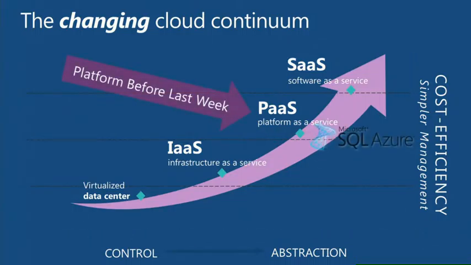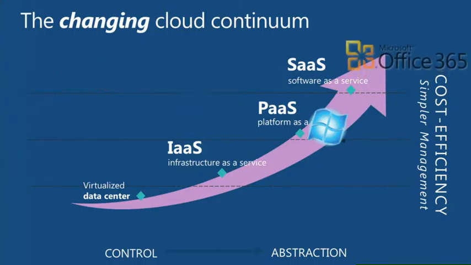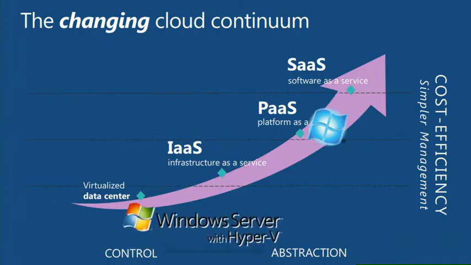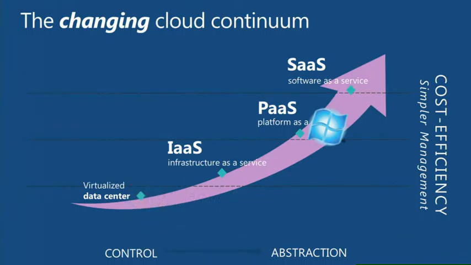When you look at the platform before this launch, a couple weeks ago, where we had SQL Azure and Windows Azure, it really was a platform as a service offering. It's very focused on that. Obviously, Microsoft Software as a Service is Office 365, which you may or may not be familiar with. And of course, our virtualized data center offering, System Center and Windows Server with Hyper-V, is the Microsoft offering. There are also competitors out there.